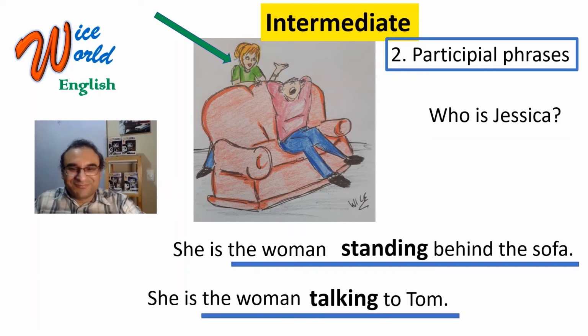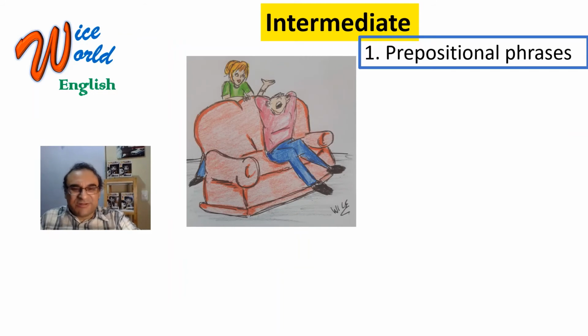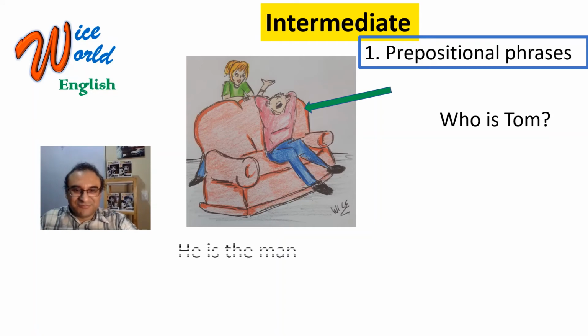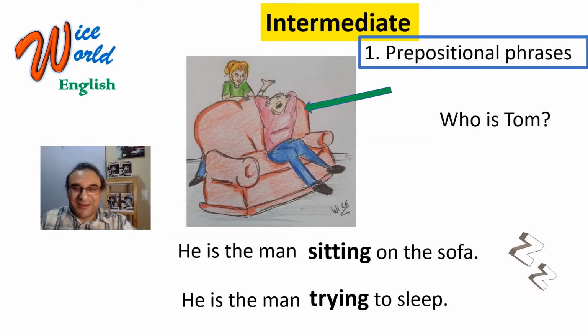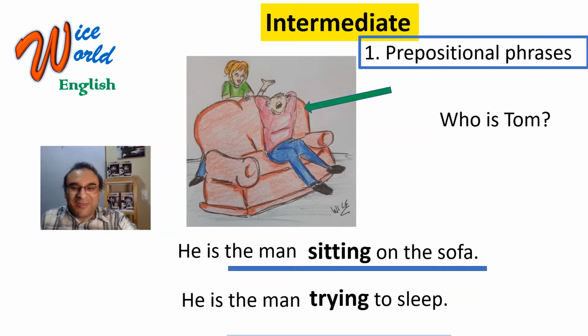Very good. Now let's go to the second person, Tom. Who's Tom? Is Tom sitting or standing? He is a man sitting on the sofa. He is a man trying to sleep, right? Jessica talks too much, I don't know. Well, it's an example. And once again we have the participial phrases there to identify people.